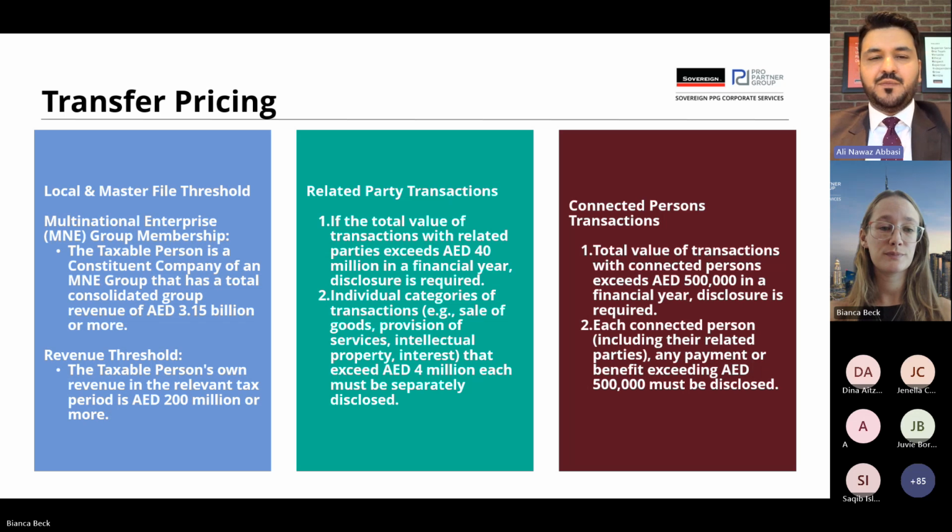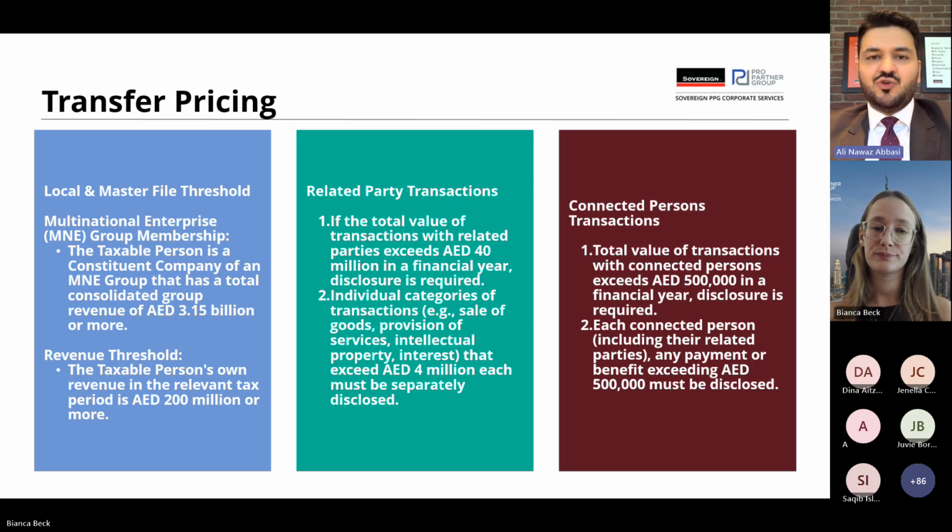Transfer pricing. Transactions with your related parties and connected persons must be at arm's length. It essentially means that transactions should be done at market prices. There are various thresholds related to transfer pricing that you need to be aware of. First is the threshold to prepare master and local file. If you are part of a multinational company that has a consolidated revenue of 3.15 billion dirhams or more, then you need to prepare and maintain local and master file. Similarly, if your own revenue is 200 million dirhams or more in a tax period, then you need to maintain both local and master files.